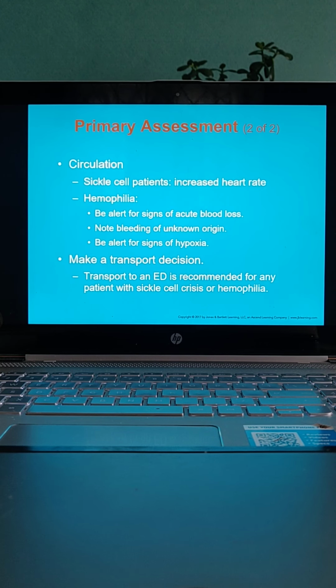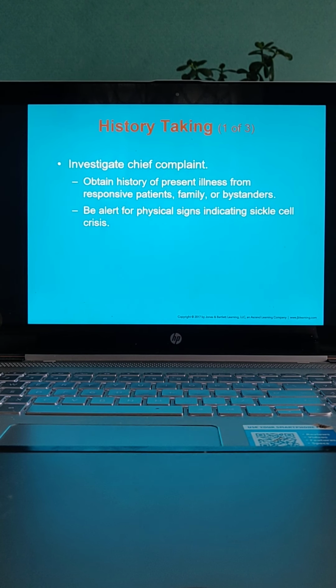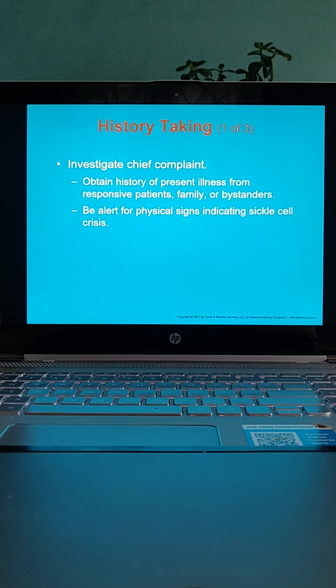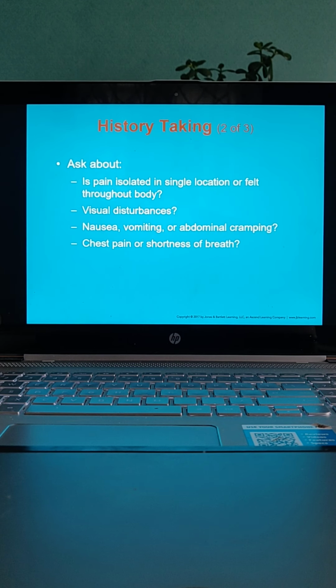That's called hypovolemic shock. Okay? Make a transport decision: scoop and screw, or stay and play. Investigate the chief complaint. What's going on? Do your history. Do your SAMPLE, your OPQRST. You know what to do there.